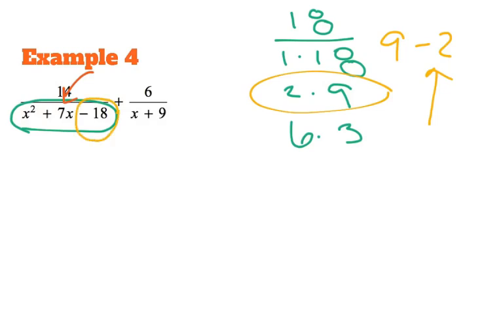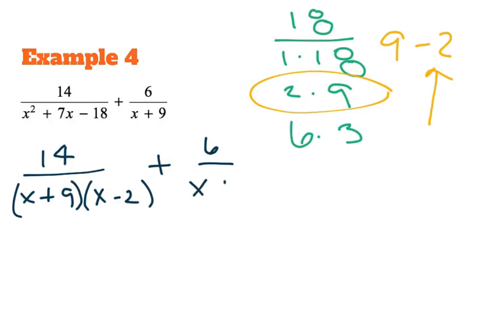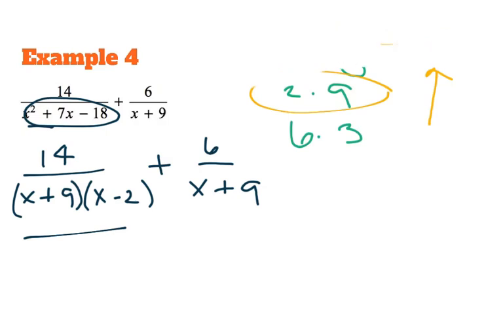So let's write the fractions just as they are, but instead of the first denominator as it is, I'm going to write that as (x plus 9)(x minus 2). Okay, so all I've really done is rewritten the problem but changed this to this. So now I can move forward with the rest of the problem.